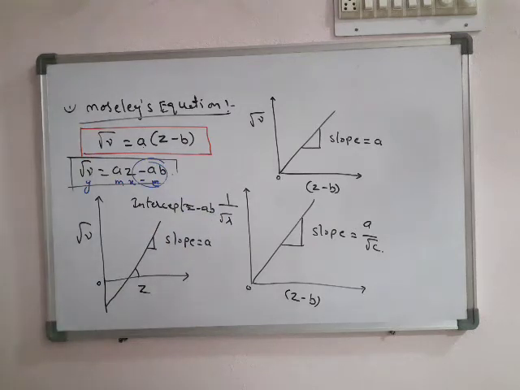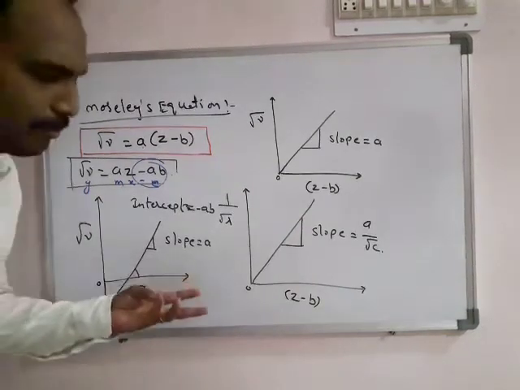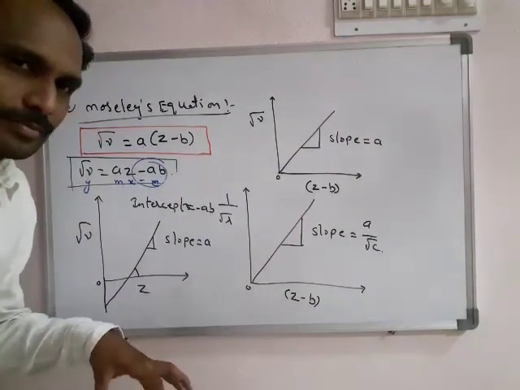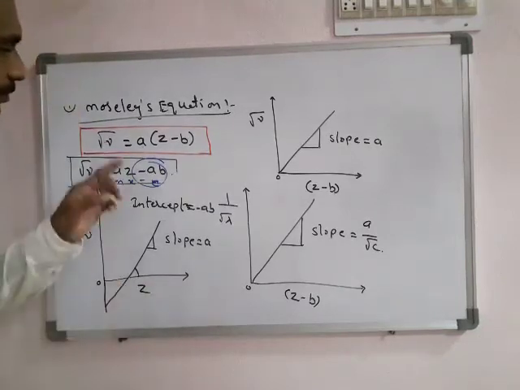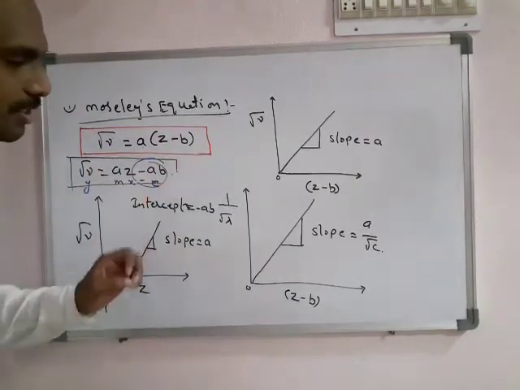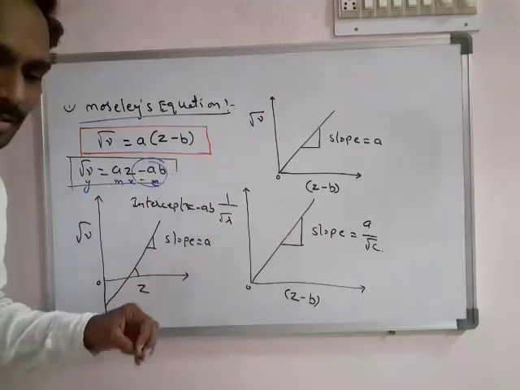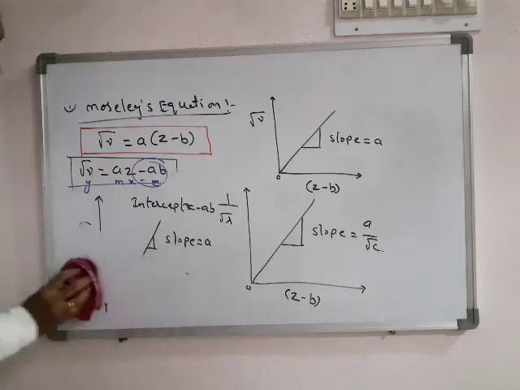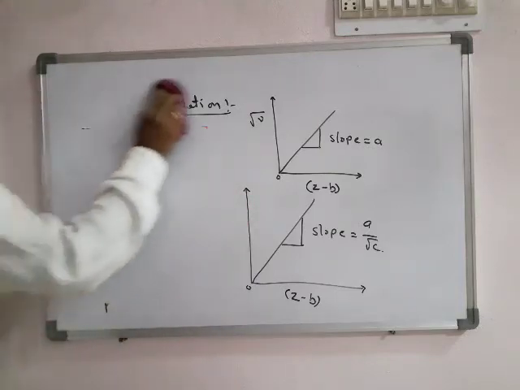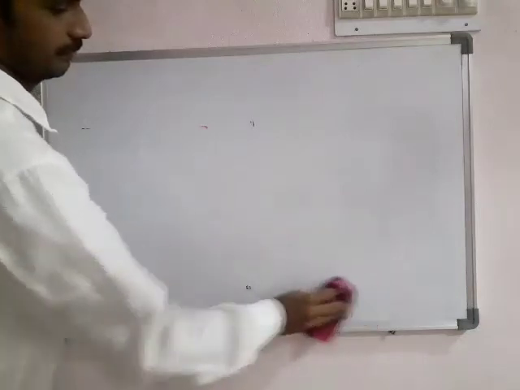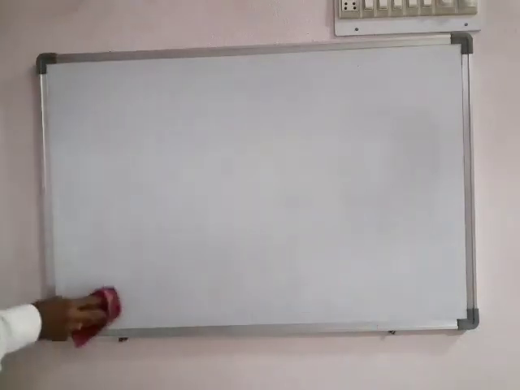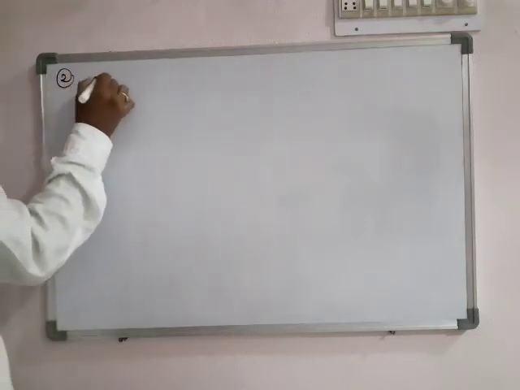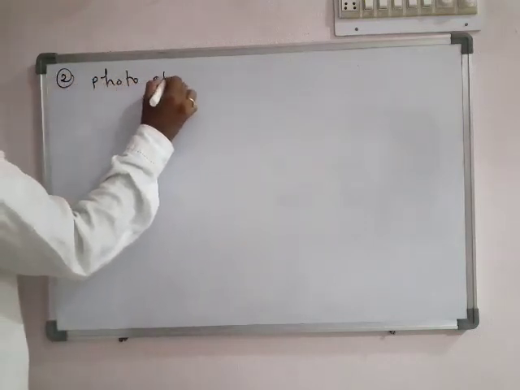Okay. These are the main three graphs related to Moseley's equation. There may be some more graphs related to this, but you must perfect the basic equation and how to write the graphs. Okay. Now we see other graphs. Next, graphs related to photoelectric effect.